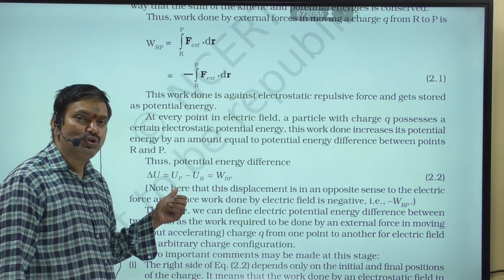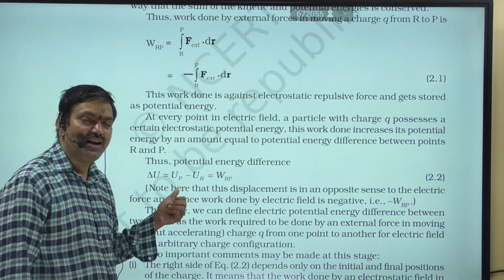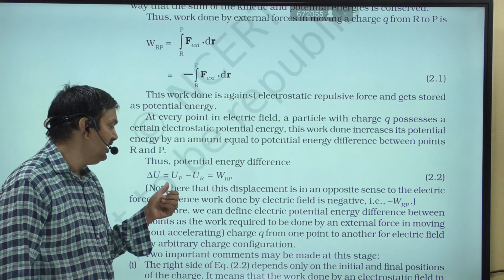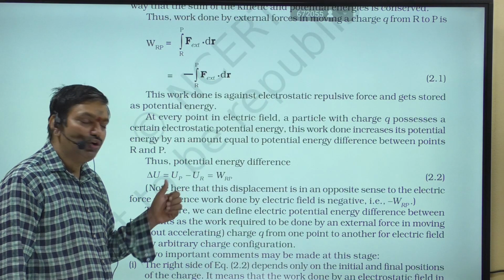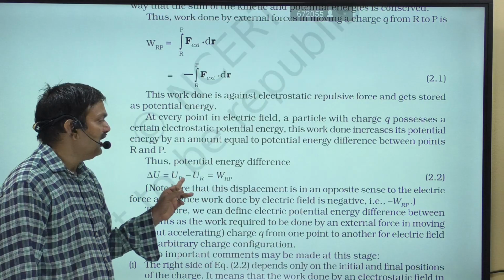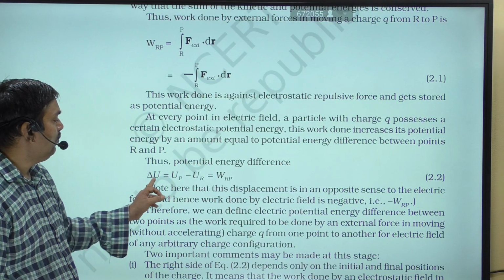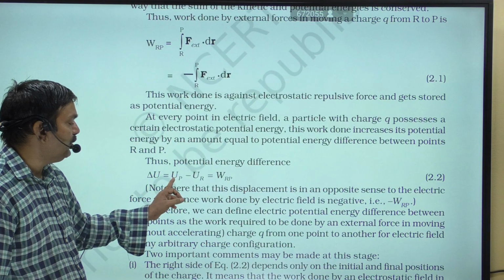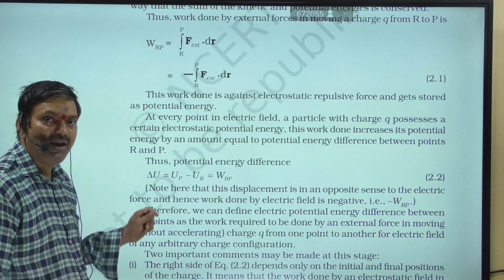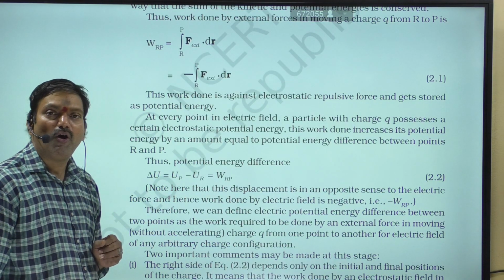So thermodynamics lo chusam already, potential, internal potential energy, right? Internal energy, so wherein we represented with the symbol U, right? So kabatti potential energy difference cheppalsi vaste, as you see here, now potential energy difference delta U is equal to potential energy at point P minus potential energy at point R.